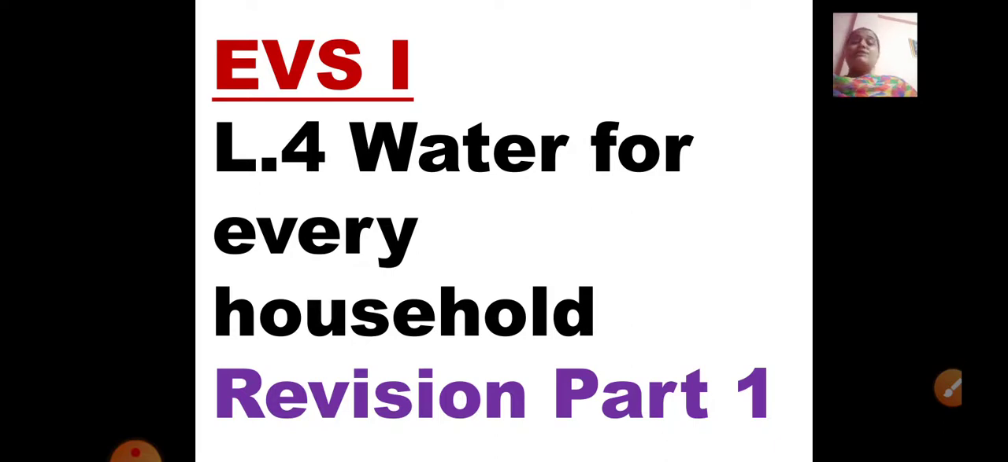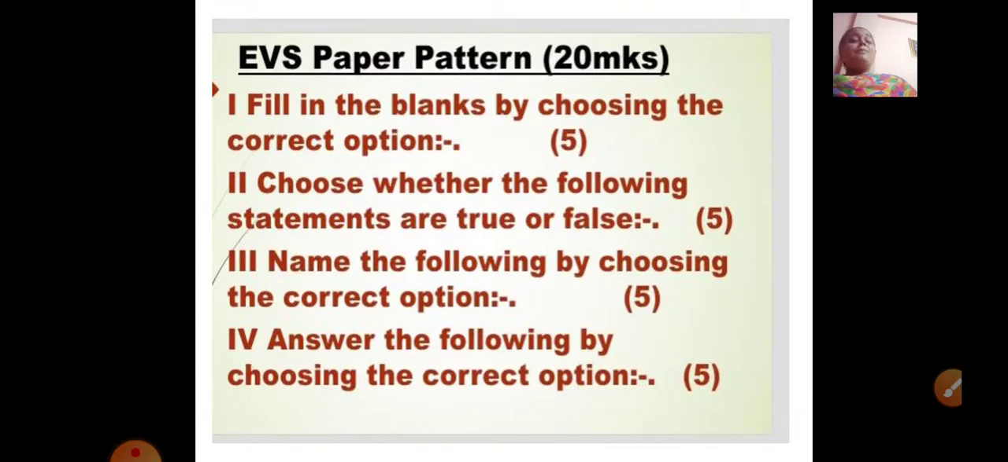We are going to see the first part of this lesson and you watch the revision video carefully so that you will get an idea of what type of questions are going to be asked for your first semester exams. So are you ready? Let us start with the paper pattern.